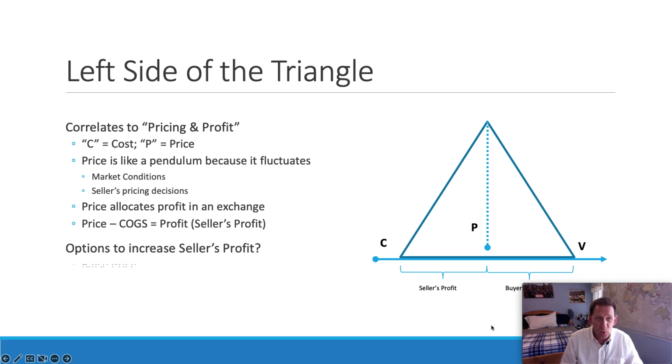So what are some options to increase the seller's profit? Well, there's basically two. You can either raise the price, or you can lower or cut your costs. And there's a lot of business owners out there who typically focus only on this left side of the CPV triangle. They think, I want to make money for me, so therefore I must raise prices or I've got to cut costs. But when they do that, they're really only seeing half of the picture.